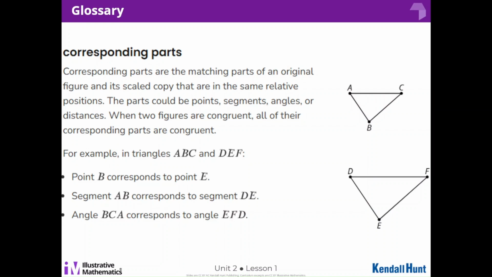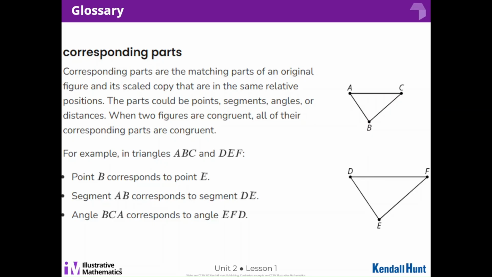When two figures are congruent, remember, they are the exact same size. When two figures are congruent, all of their corresponding parts are congruent. So that is an important difference that we want to make sure we pay attention to in today's lesson. Here, because the top triangle is smaller than the bottom triangle, we can say all of these features are corresponding, but we can't say that they're congruent because we have different size shapes here.